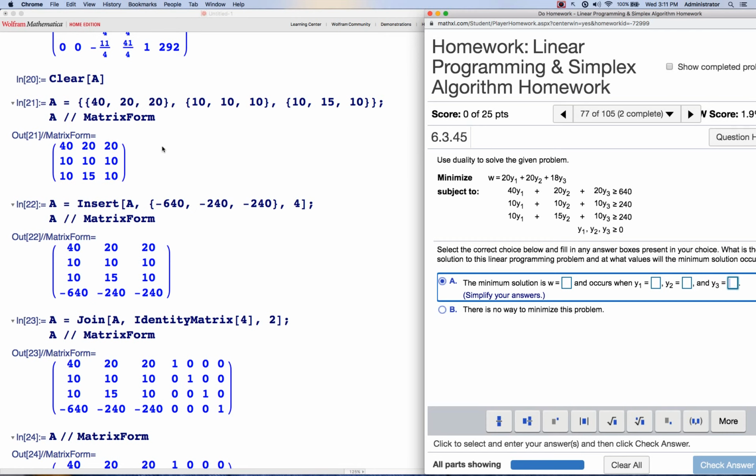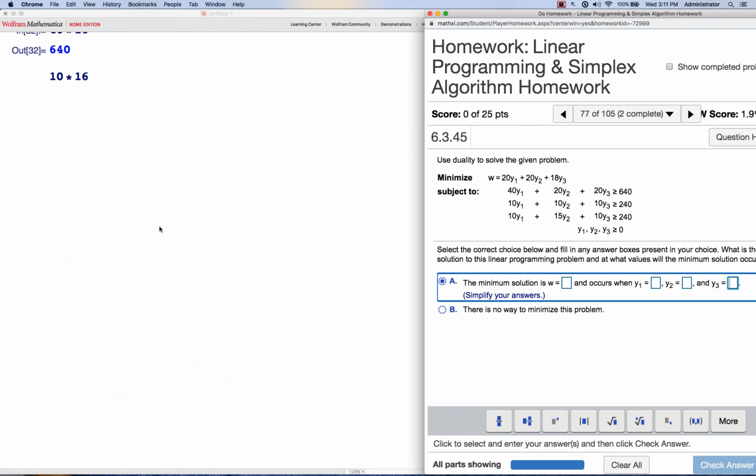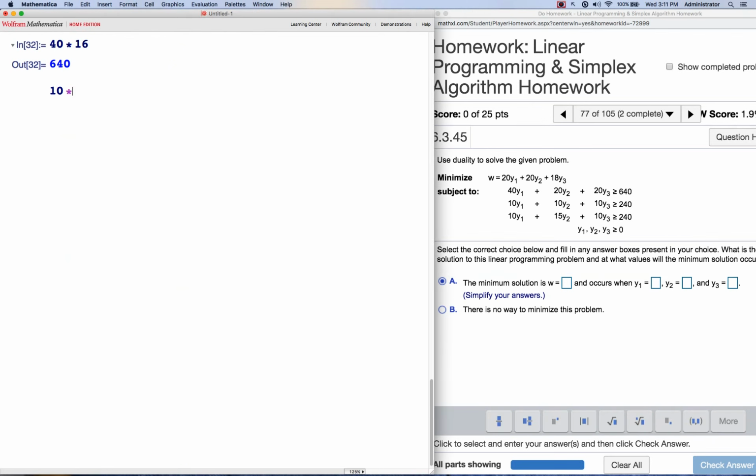What I forgot to do, guys, remember I have this matrix here, 40, 20, 20, 10, 10, 10, 10, 15, 10. Okay, I need to take the transpose of this matrix. I need to interchange the rows and columns. So this problem is not correct, so we need to do this over again, okay? So sorry about that, but that was definitely a mistake.